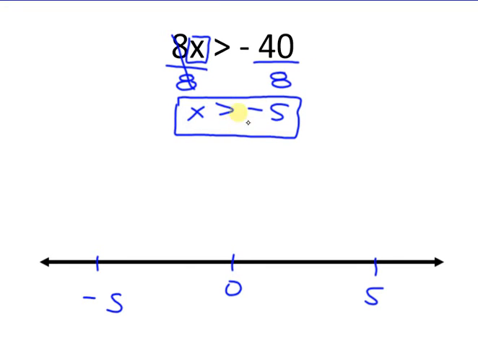This sign right here is going to tell me I'm going to have an open circle on top of the negative 5, and I'm going to the right. And that's it.